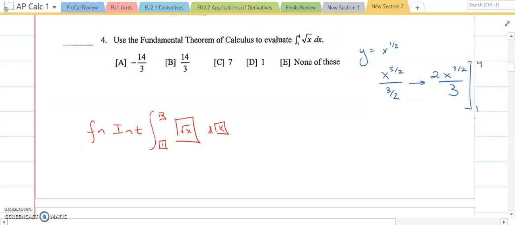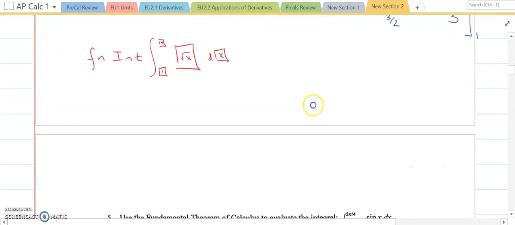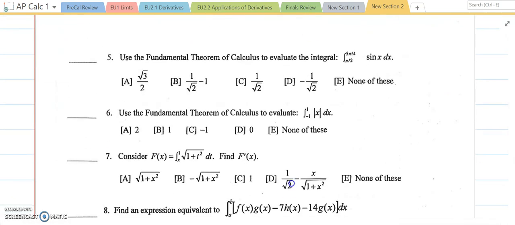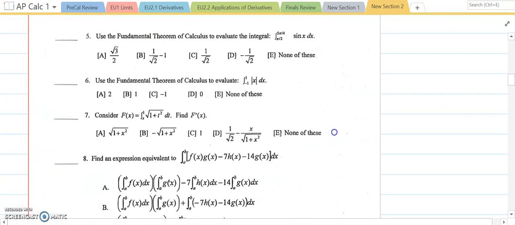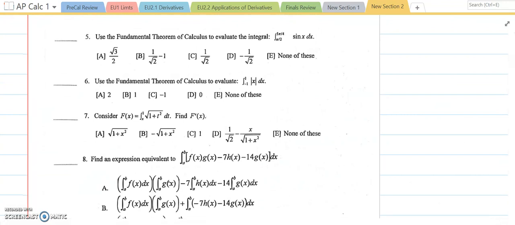Plug the 4 in first, subtract away the value from when I plug in the 1. I get a final answer, B, for big boy. Moving on, number 5. Fundamental theorem of calculus again, use it to evaluate the integral.